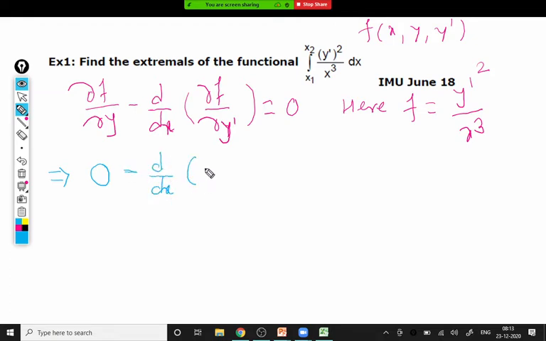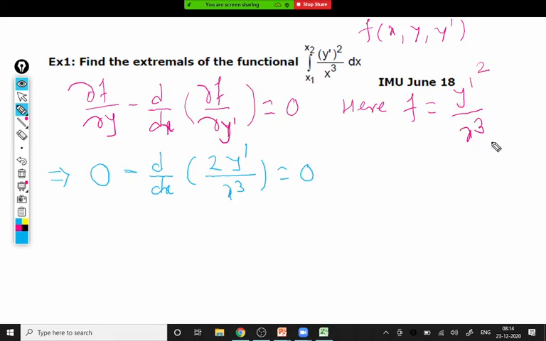Now, what is the value of ∂f/∂y dash? Tell me now. ∂f/∂y dash. Not correct. How are you saying that? You are not able to differentiate simple variables. y dash square, you have to differentiate with y dash only, so it is 2y dash upon x cube. That's a simple differentiation. So, first of all, we calculated ∂f/∂y. As f doesn't depend on y, the derivative is 0. ∂f/∂y dash is 2y dash upon x cube.